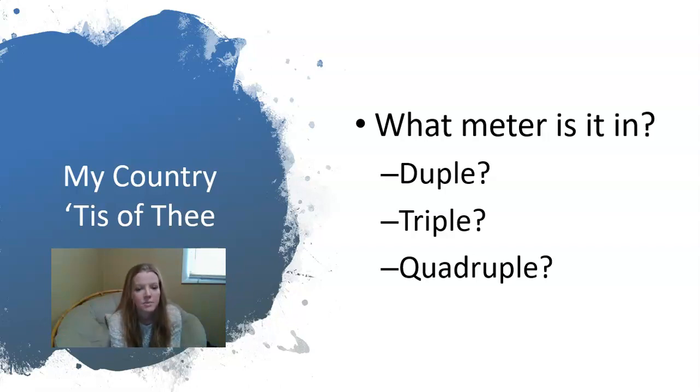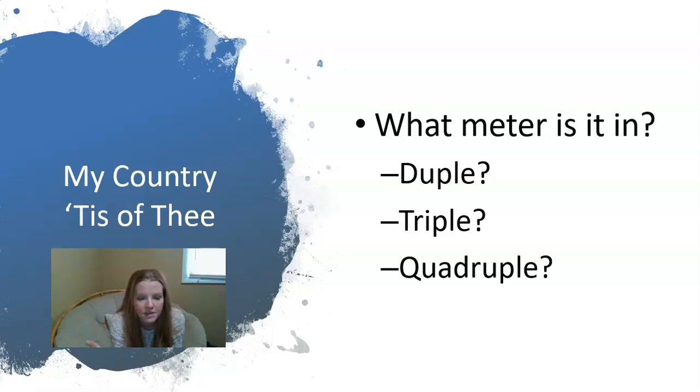Now let's try quadruple. Remember where we have strong downbeat and 3 weak beats. My country 'tis of the sweet land of liberty. Still kind of weird, right? We have the accents on weird places with the lyrics.